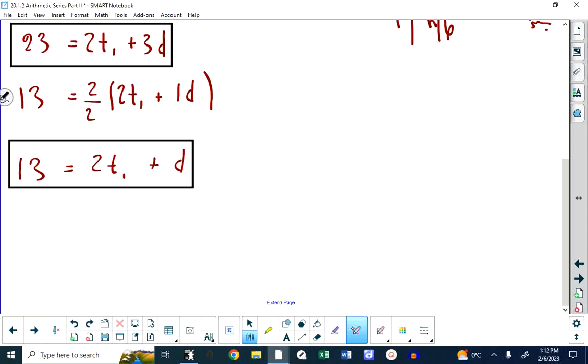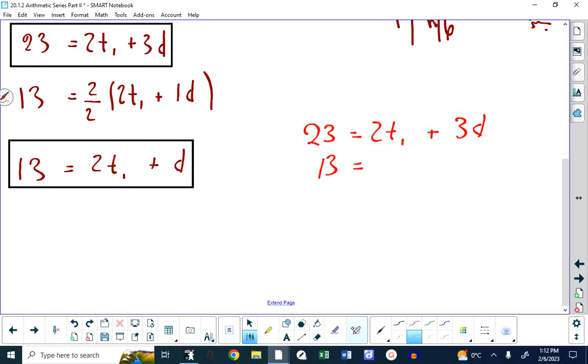Can somebody tell me what we can do to those two equations? It's a system of equations, and that's what Liberty meant. We now have two formulas or two equations that we can use. What can I do to those two equations to get rid of the t1s? I can subtract them. And I want to rewrite these just to illustrate a point. 23 equals 2t1 plus 3d, and 13 equals 2t1 plus d.